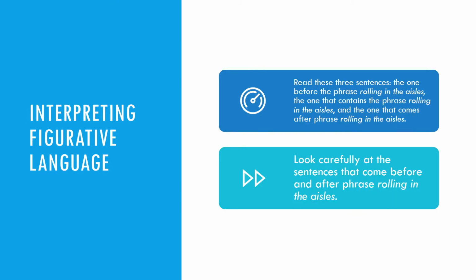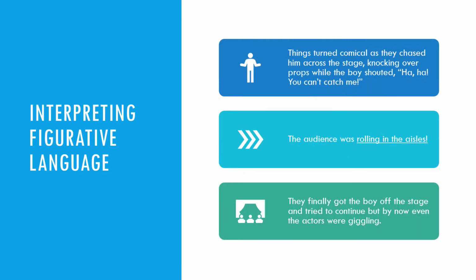If we read the sentences before that phrase and afterward, that will help us to understand what this phrase might mean. Look carefully at the sentences before and after. Things turned comical as they chased him, meaning the little boy, across the stage, knocking over the props while the boy shouted, "Ha ha! You can't catch me!" The audience was rolling in the aisles.